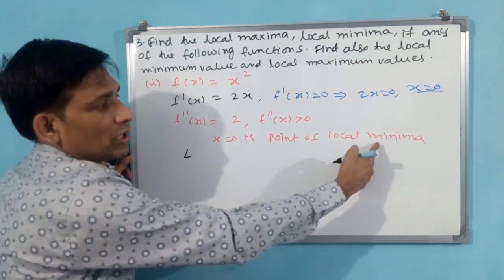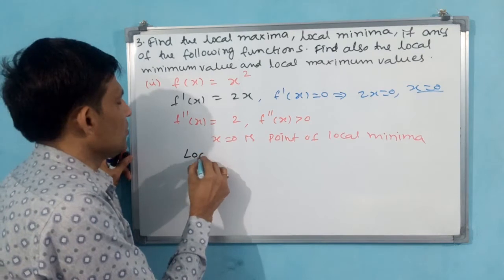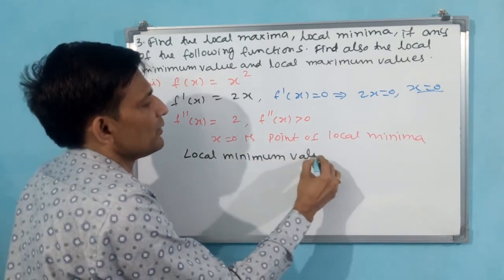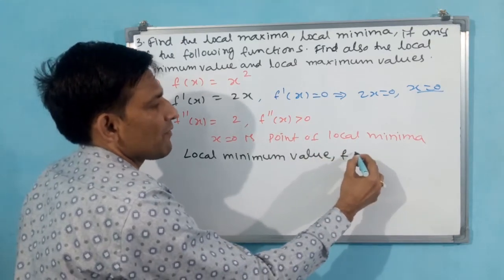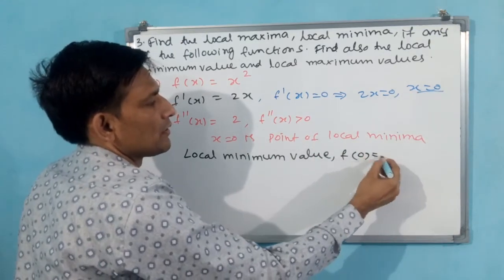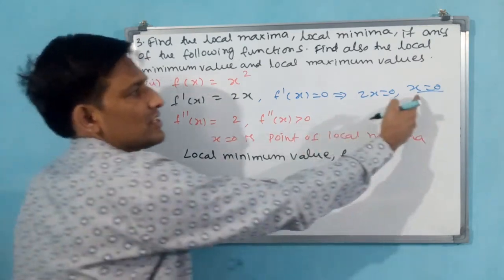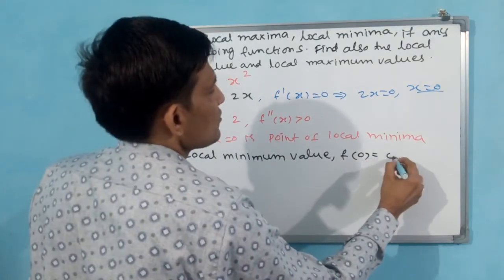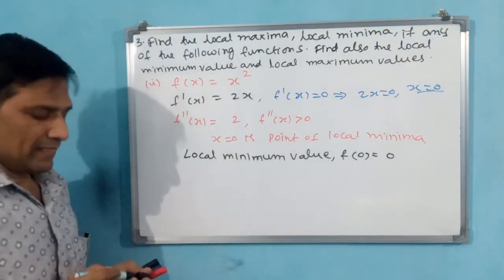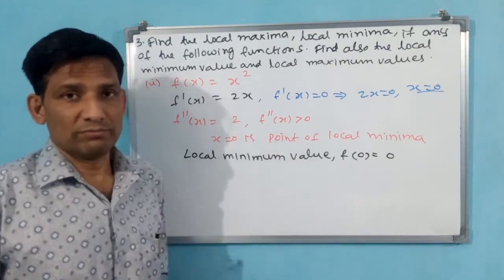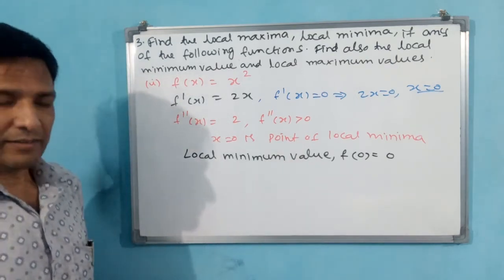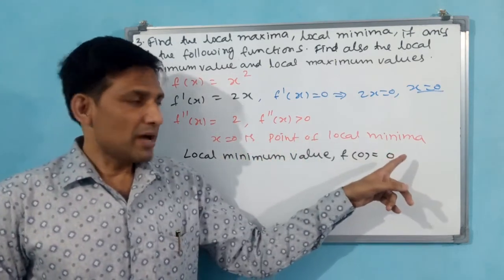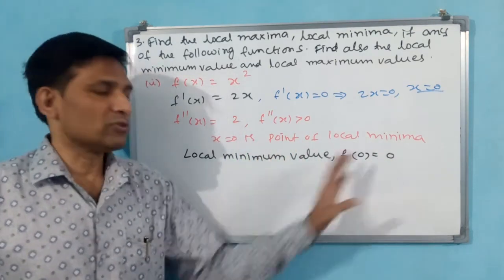Write down. If local minima comes, local minimum value, comma, f of 0. See, f of c you have tried. Here c is 0. Okay? f of c is equal to 0. That means here both are 0. Both are zeros. Local minima is also 0. Local minimum value also 0.